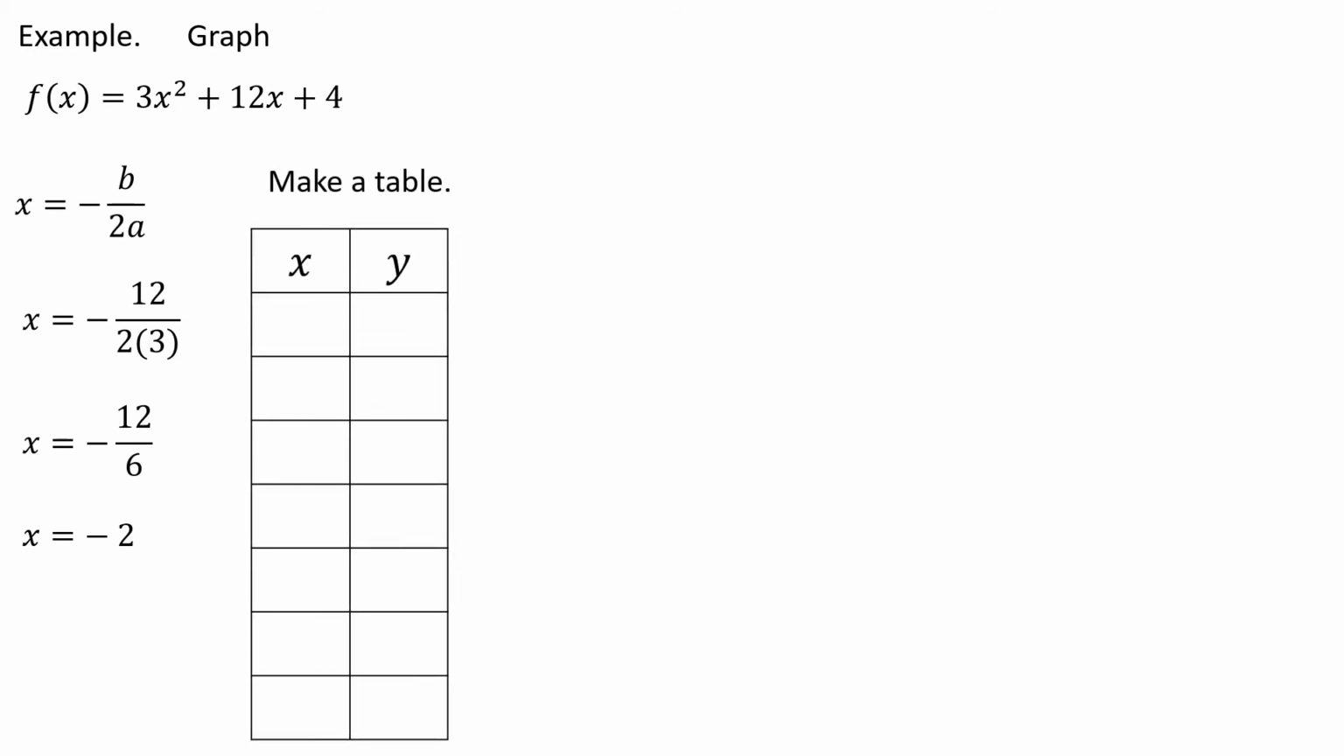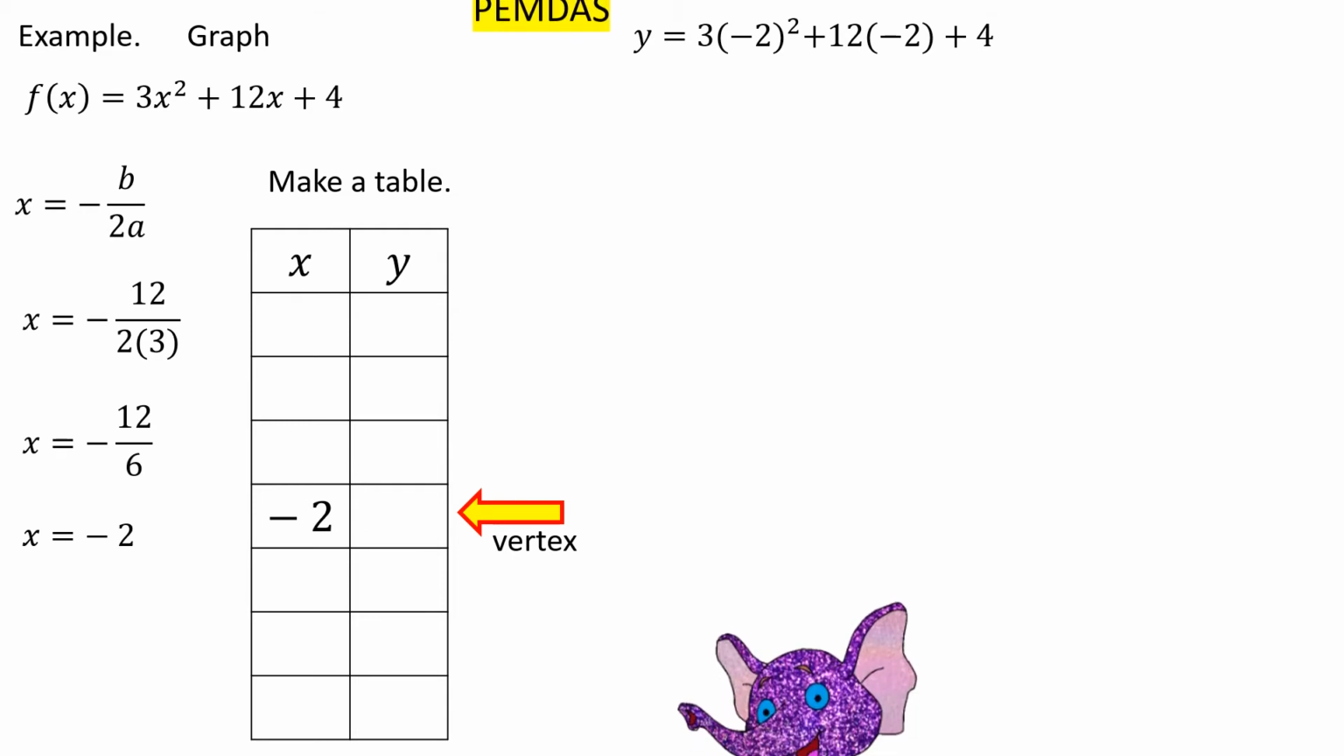Now, since I actually want to graph the parabola, I need to make a table. And I want the negative 2 as my middle entry, because that's where the vertex is going to be. And then notice I'm also going to plot 3 points on each side. Of course, if I plug in the negative 2 for x, I can calculate the value of y.